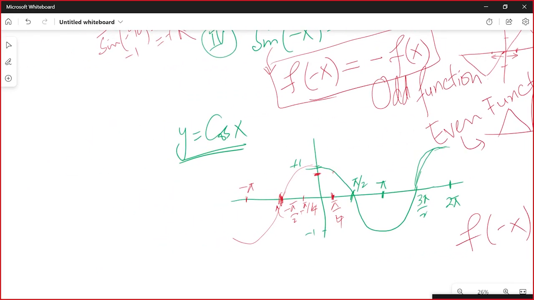For example, what is cos pi? Cos pi would be cos 180. What is that from this graph? Where is the value at pi? Cos pi would be negative 1, because here it is. What is the value of cos of minus pi here? Negative 1. It's the same. So it's an even function.